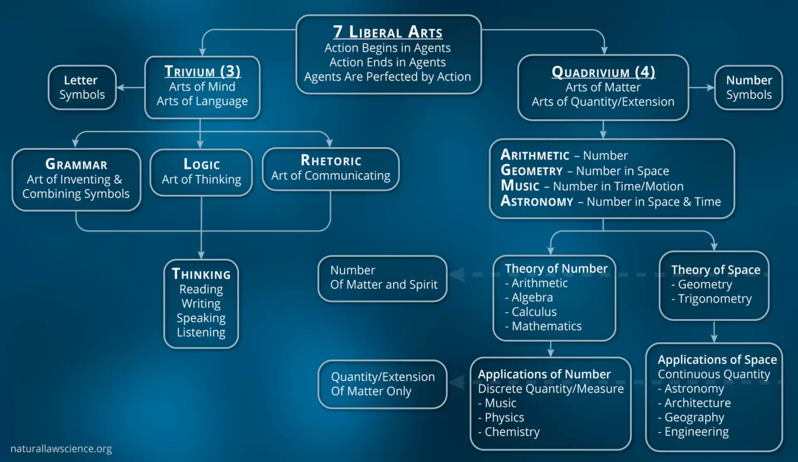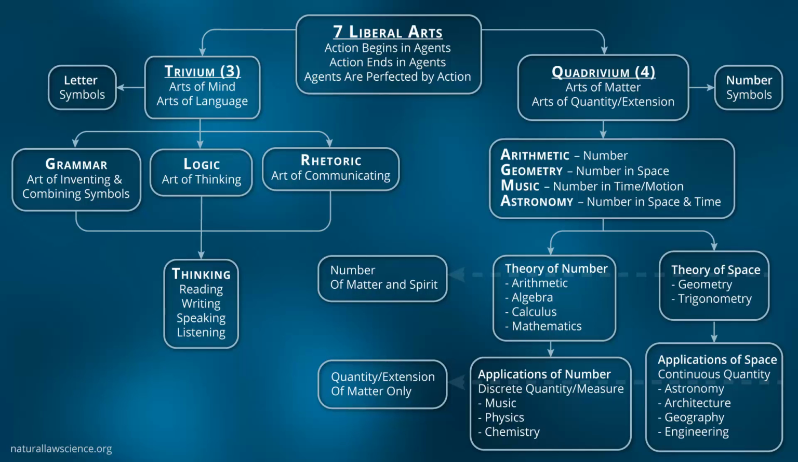So on the one side you have a theory of number, and on the other side you have a theory of space. The number is just abstract numbers, so everything with number: arithmetic, algebra, calculus, mathematics, other things. And then in the theory of space you have geometry and trigonometry, which use mathematics in order to calculate spatial areas. And these two have to do with number. They're of matter and spirit.